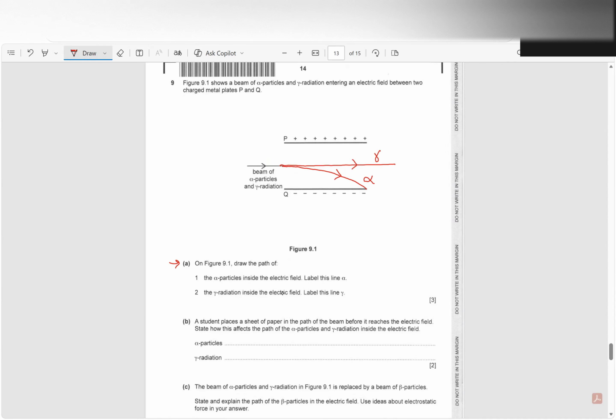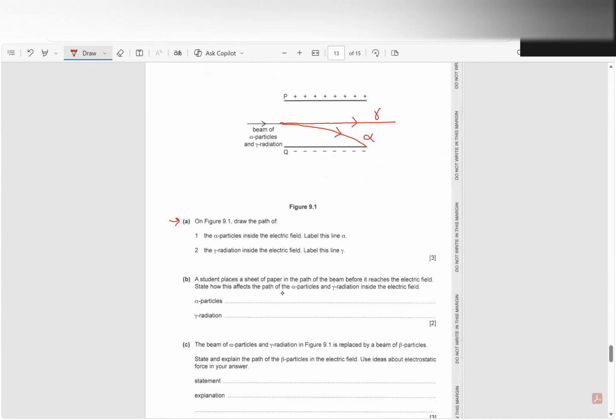Okay, moving on. It says a student places a sheet of paper in the path of beam, before it reaches the electric field. State how this affects the path of alpha particles and gamma radiations inside the electric field. We need to understand that whenever we talk about alpha particles, they cannot pass through paper, foil, this and that. We need to remember this. And they penetrate very little, barely a few centimeters.